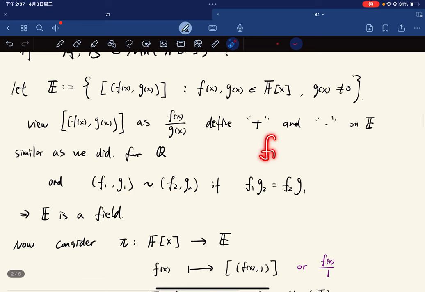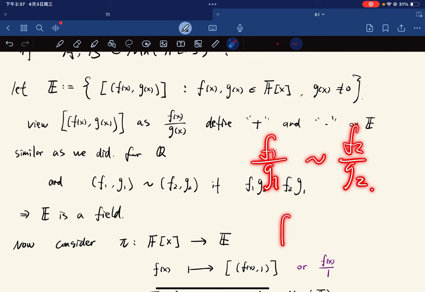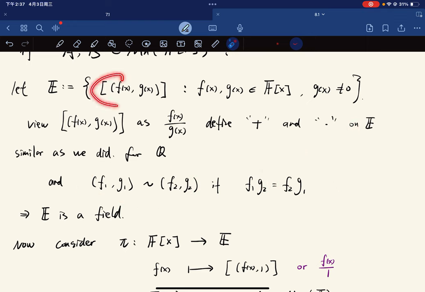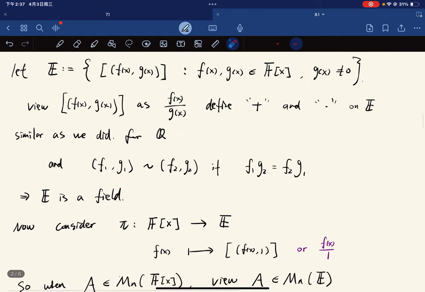We know that f1 over g1 is equivalent to f2 over g2 if and only if, if you just multiply it out, f1 g2 is equal to f2 g1, right? So they're kind of like equal. This is our equivalence relation. And the set of all equivalence classes, we call E. We define addition and multiplication as we did for rationals, and this turns out to be a field. You can just verify it on your own.